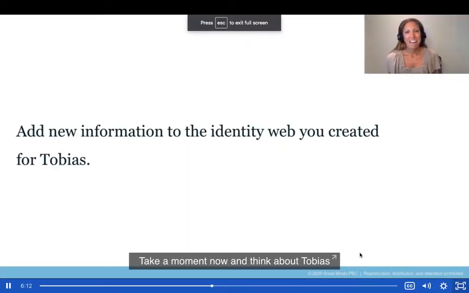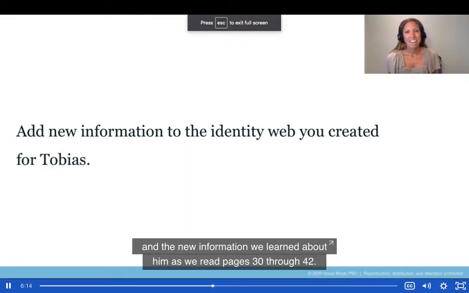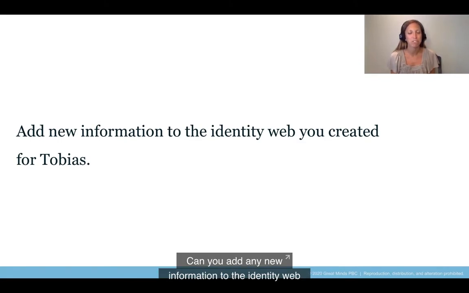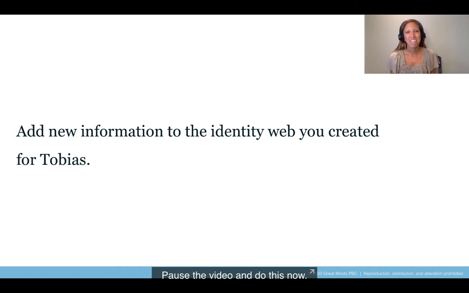Take a moment now and think about Tobias and the new information we learned about him as we read pages 30 through 42. Can you add any new information to the identity web you created in a previous lesson for him? Pause the video and do this now.